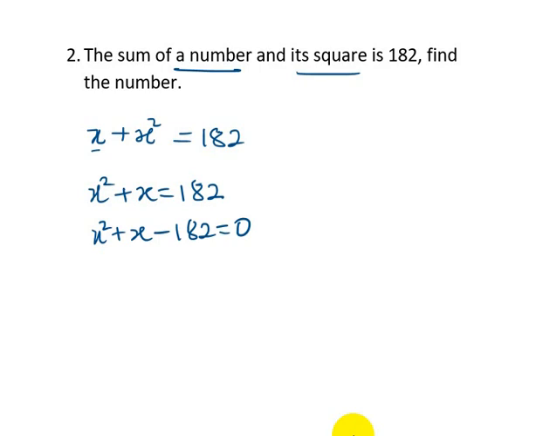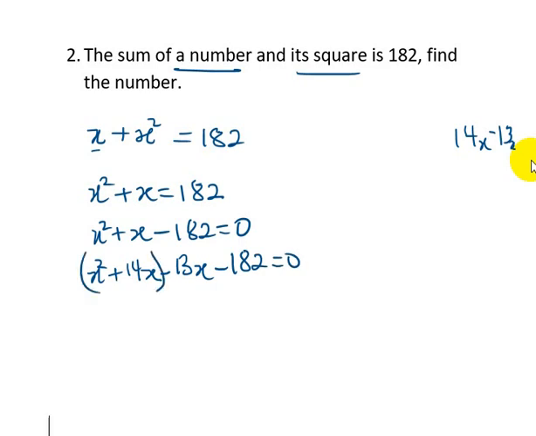So the factors are 14 and 13. 14 times minus 13 gives us minus 182. But when we add, we get 1. So with that, this will replace the x we have here. So we are going to get x squared plus 14x minus 13x minus 182 should be equal to 0.